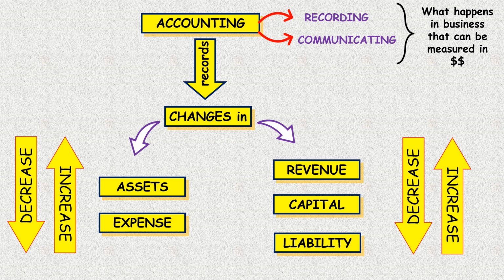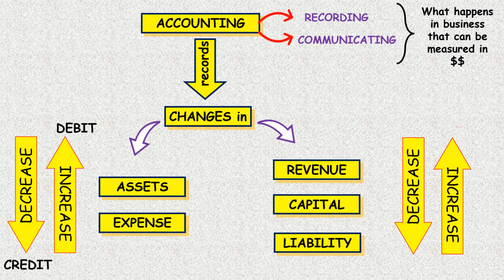Now, the rules for assets and expenses are that an increase will be debited and a decrease in assets and expenses will be credited. An example of this would be, say we purchase new machineries, new IT equipment. In this case, our IT equipment or machineries, which are assets, increase. We will debit them. And when we pay for them, our cash, which is an asset, decreases. So we are going to credit that.